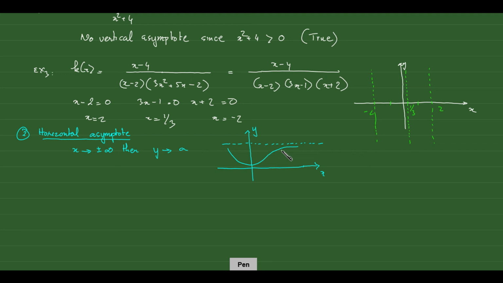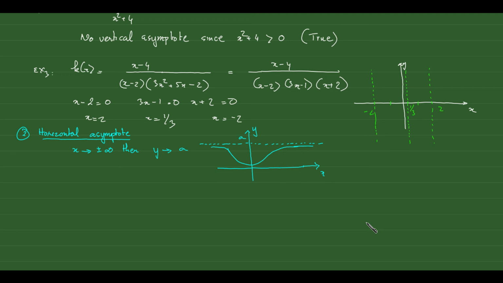So my curve gets really close to the dashed line here. And this dashed line over here is the a value at a. So when x approaches positive infinity, my y approaches and gets close to this line. Sorry, this is kind of going this way also. There you go. So that is the horizontal asymptote.